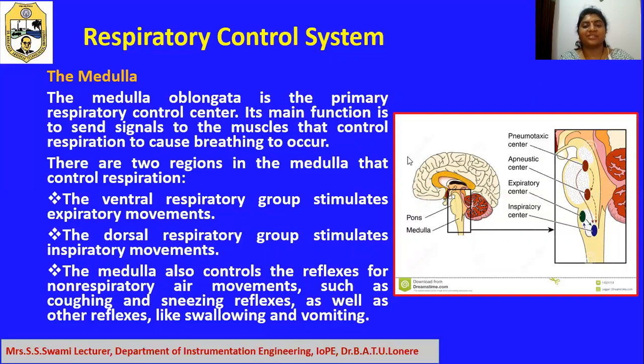There are two regions of the medulla that control respiration. The ventral respiratory group stimulates expiratory movements. The dorsal respiratory group stimulates inspiratory movements. This is the expiratory center and this is the inspiratory center, which controls expiration, and this controls inspiration. The medulla also controls the reflexes for non-respiratory air movements, such as coughing and sneezing reflexes, as well as other reflexes like swallowing and vomiting.